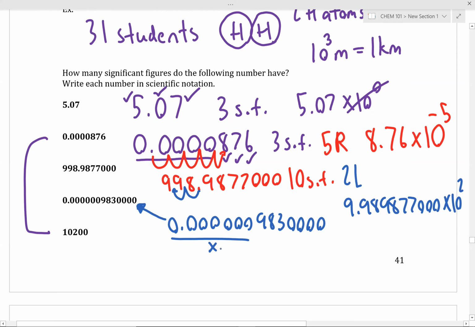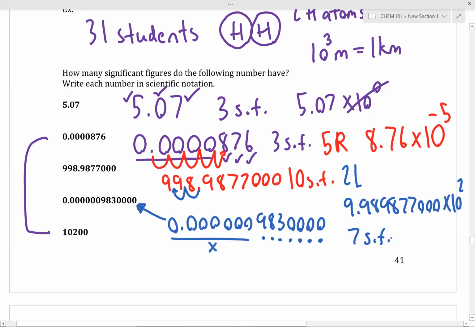Okay, what about these zeros at the end, these trailing zeros? Are they after a decimal point? Yes. Since they're after a decimal point and they're after a non-zero number, are they significant? Yes. So we count 1, 2, 3, 4, 5, 6, 7. We have 7 sig figs.